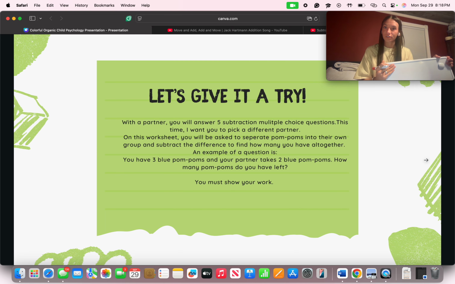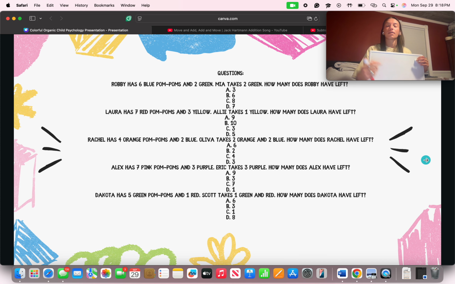Just like our addition worksheet, we're also going to do a subtraction worksheet. You're going to answer 5 multiple choice questions, and this time you're going to pick a different partner. However, you're still going to use our pom-poms again, and you must show your work. This is the structure for the question setup: Robbie has 6 blue pom-poms and 2 green. Mia takes 2 green. How many does Robbie have left? This will be the setup for every question as well.